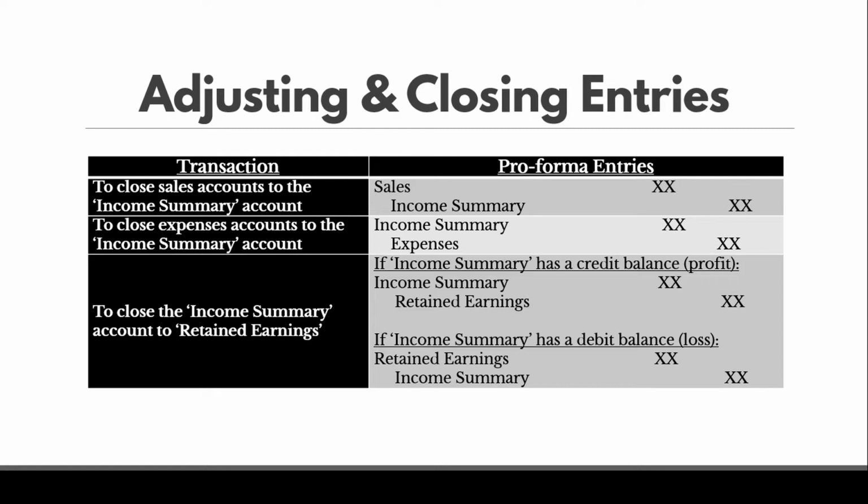So, that is if it is a profit situation. On the other hand, if the income summary account has a debit balance, so we will debit retained earnings instead and credit income summary account if it is a loss situation. So yun lang naman yung pinagkaiba.